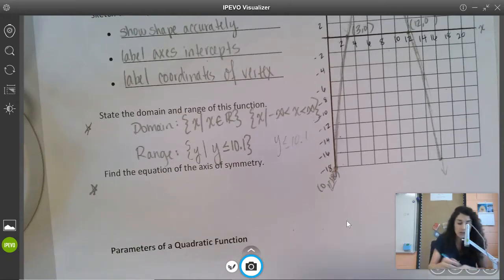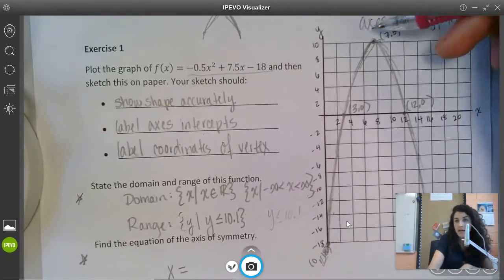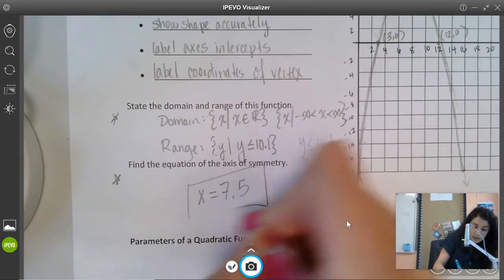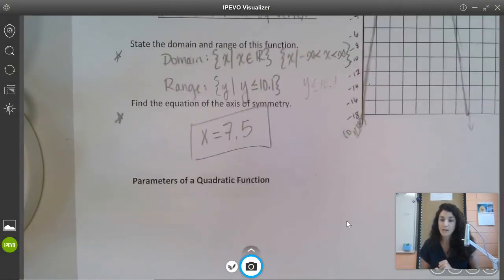So our axis of symmetry is, first of all, just x equals. And then you go to your vertex, hey, x value is 7.5. My axis of symmetry is x equals 7.5. And that's the equation.